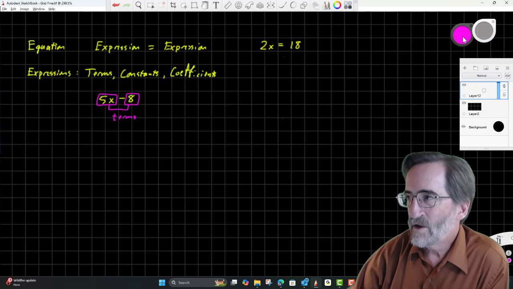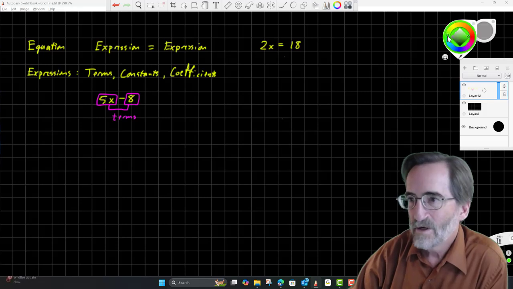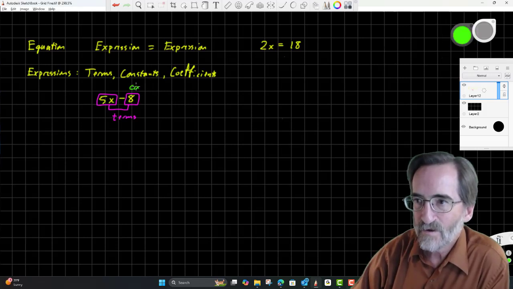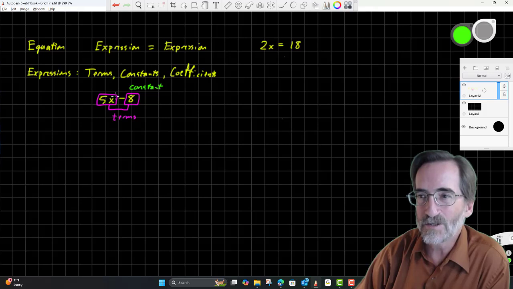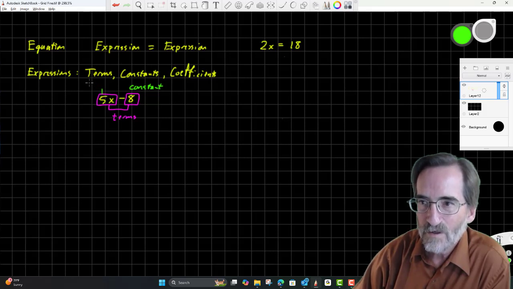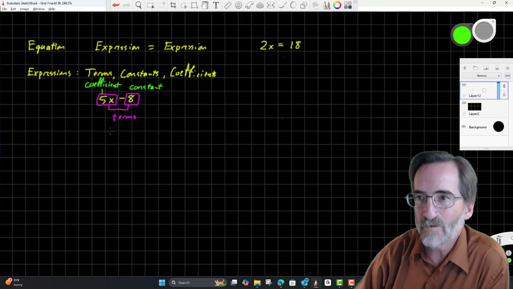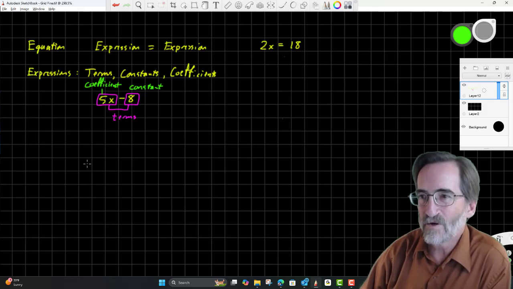Okay? The 8 has no x in it. The 5x has an x in it. Therefore, the 8 is a constant, which is the opposite of a variable. A constant is something that does not change in value. And the 5x is a variable expression, and the 5 is called the coefficient. So a coefficient is a number multiplied by a variable. So the coefficient on 5x is 5. It has two terms, 8 is a constant, and 5x is a variable term.